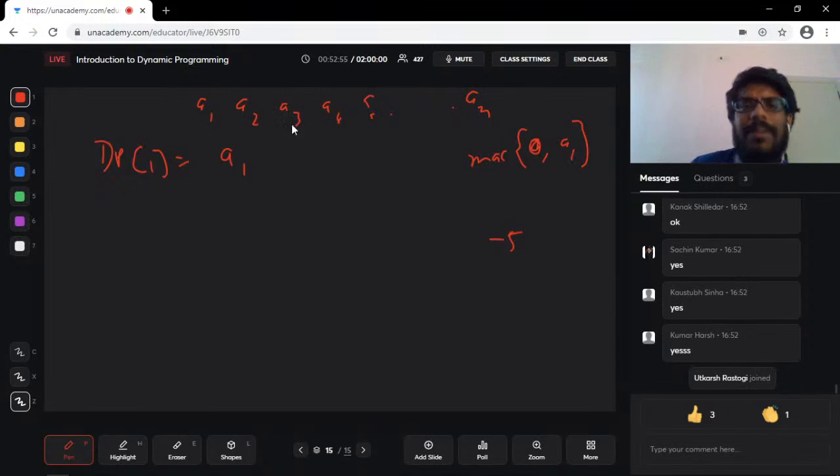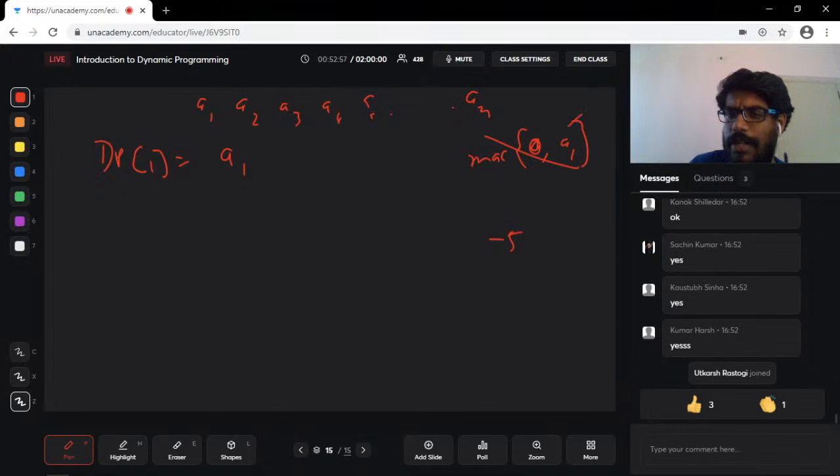Yeah. But right now, let's not worry about negative numbers. Let's assume all numbers are positive. This is almost the only difference you make if it's negative. Almost everything else will be precisely the same. So let's not worry about it for now. So dp of 1, if it's positive numbers, I'm definitely going to pick a1. So dp of 1 is a1.